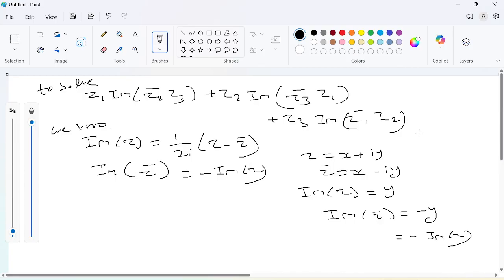Okay, fine. Now let us solve this. z1 imaginary of z2 bar z3. Now you see here.